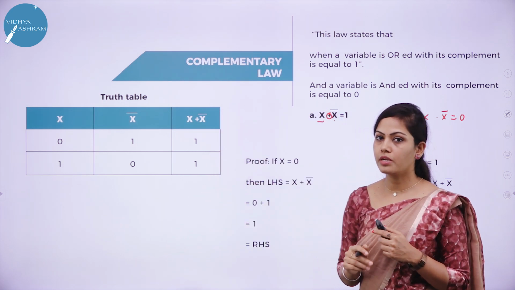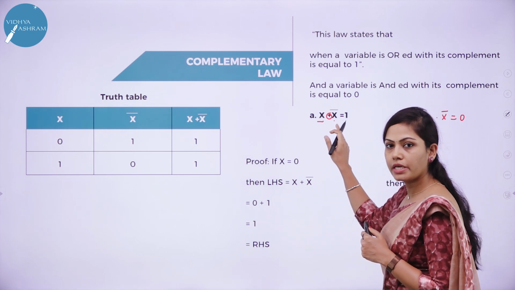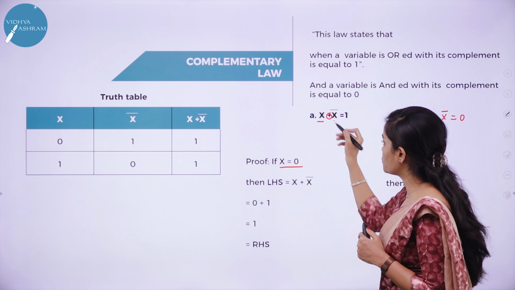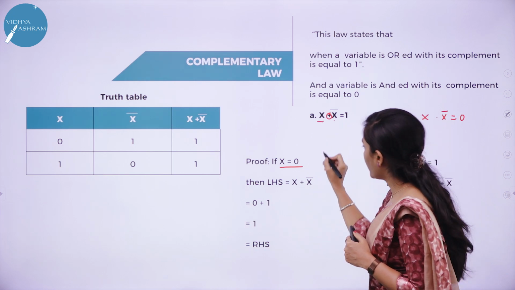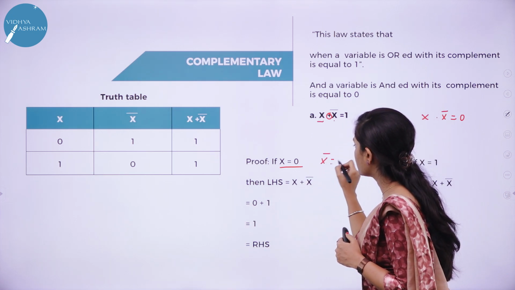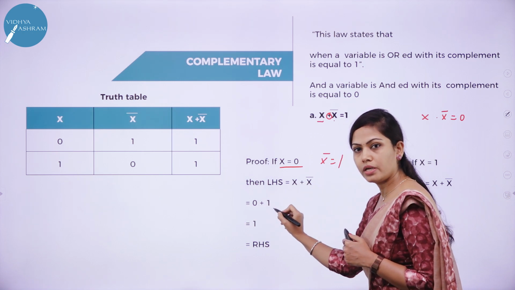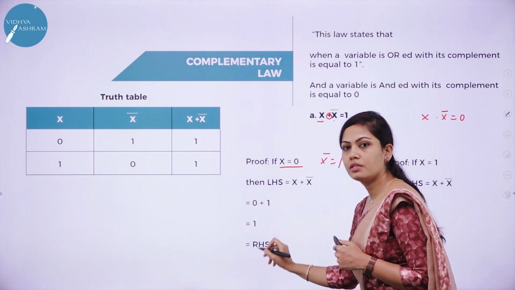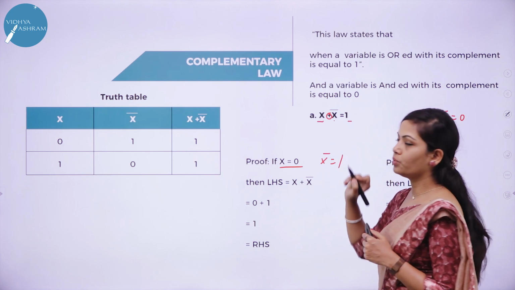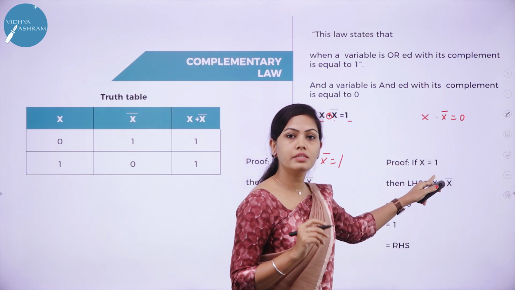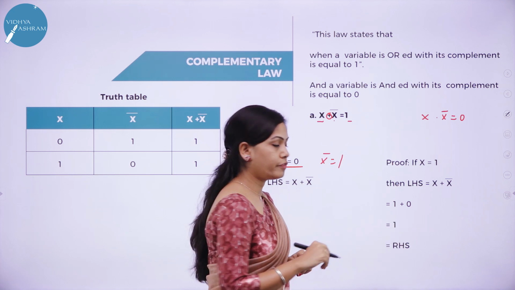How to prove this theorem? X plus x bar is equal to 1. Put x is equal to 0 and substitute the value of x. If x is equal to 0, x bar is equal to 1. Substitute the values of x and x bar. 0 plus 1 is equal to 1, that is your RHS value. If x is equal to 1, substitute the value of x here.